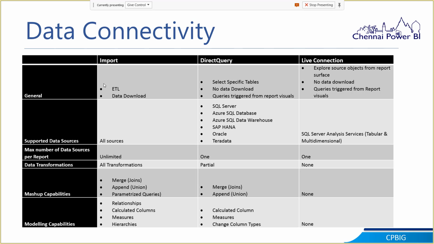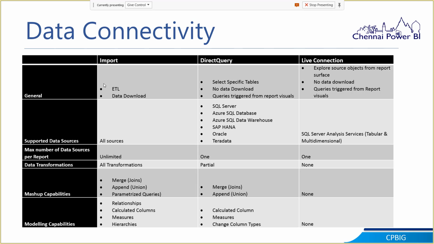And mashup capabilities. Under import we have merge and append options and parameterized queries. If you have two different tables, we have the option to merge or append, whereas in live connection we don't have any option. Modeling capabilities: we have advanced modeling like calculated columns, measures, and creating hierarchies. Everything is possible with import mode.